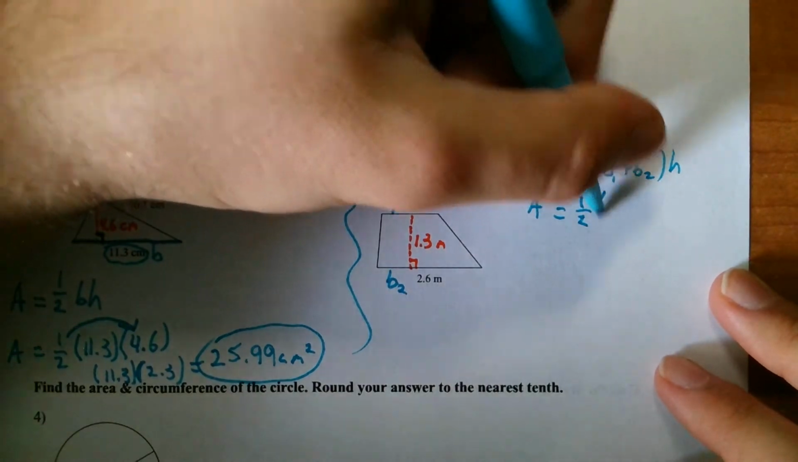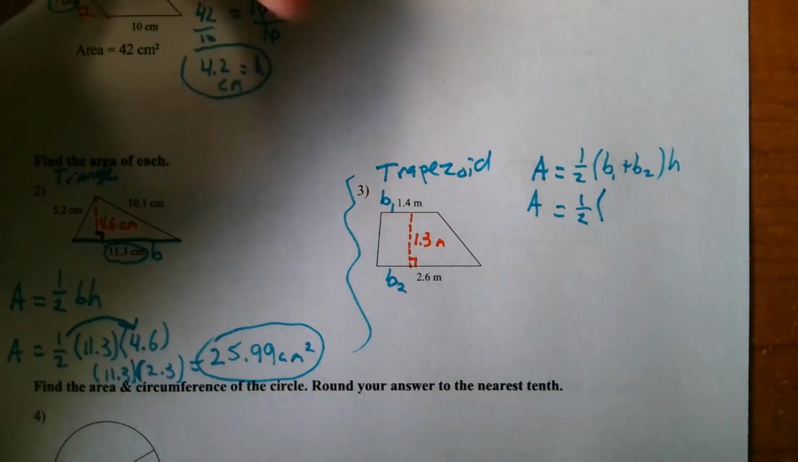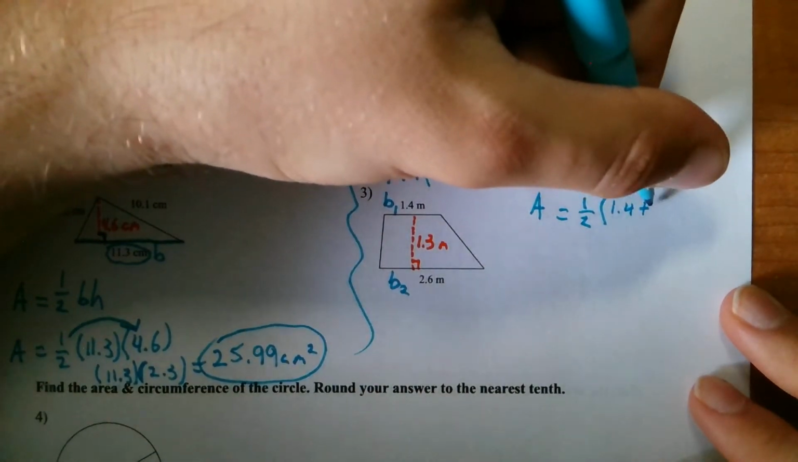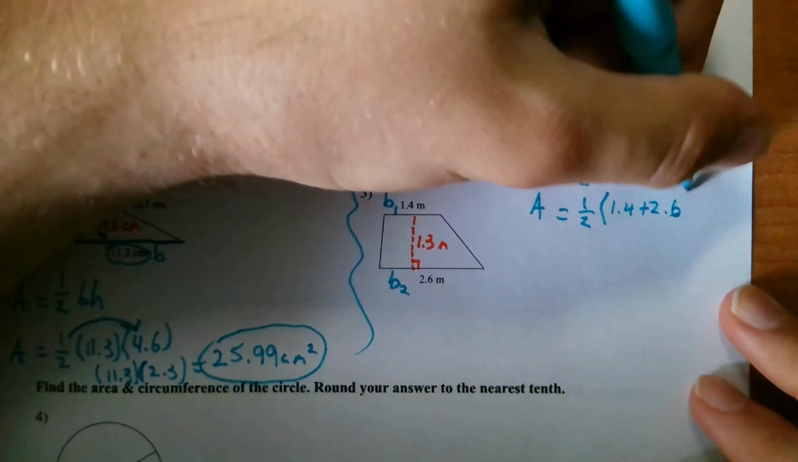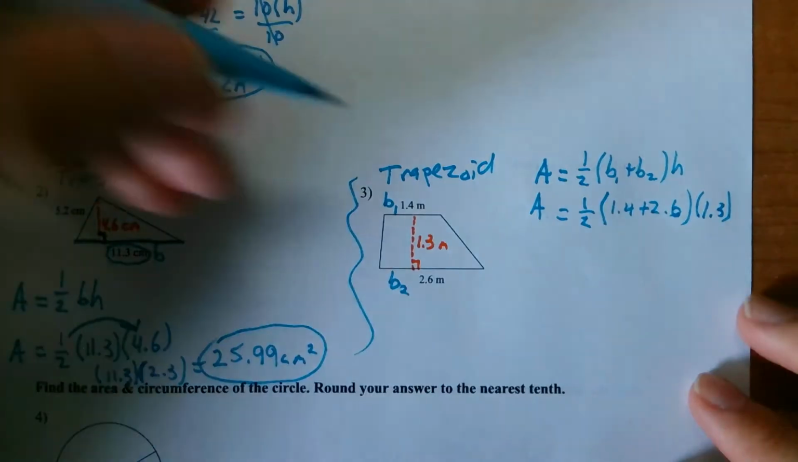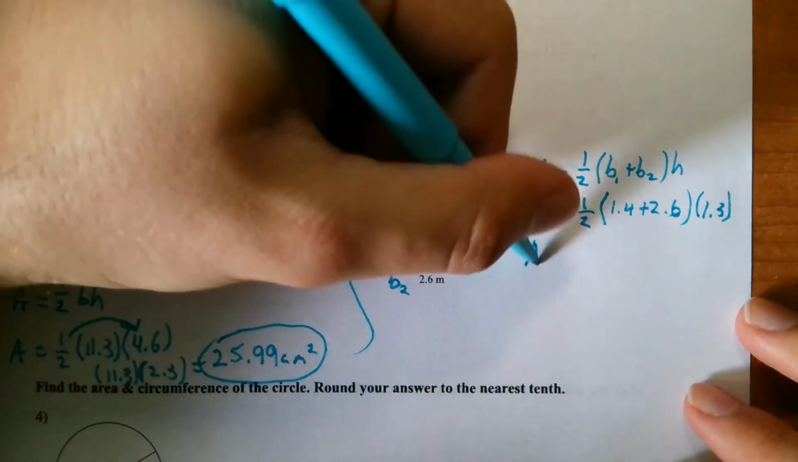Okay, so 1/2 is part of the formula. Bring that down. I'm going to plug in the numbers for base 1 and base 2. That's going to be 1.4 plus 2.6. And then the height was equal to 1.3. All right. Cool.